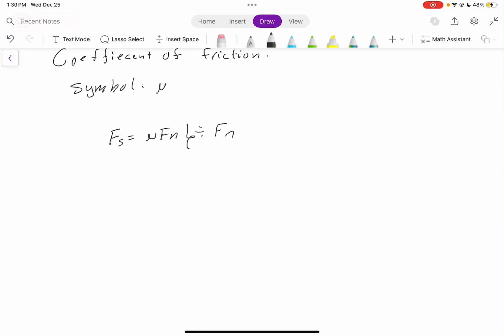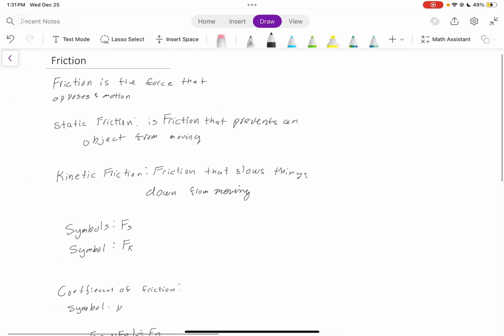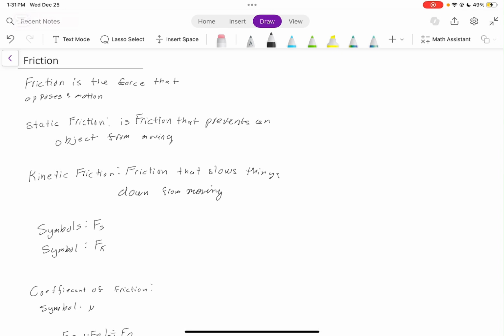We can divide by Fn, and we'll get Fs over Fn is equal to mu. We also know Fn can equal mg, depending on some things, if all the forces are balanced. There's a lot we can do with this formula. Again, the formula for kinetic friction is just mu times Fn. It's the same formula for both, just depending on what you have as your variable. Nothing really changes. Now that we understand those concepts, let's move into some example problems working with the coefficient of friction.